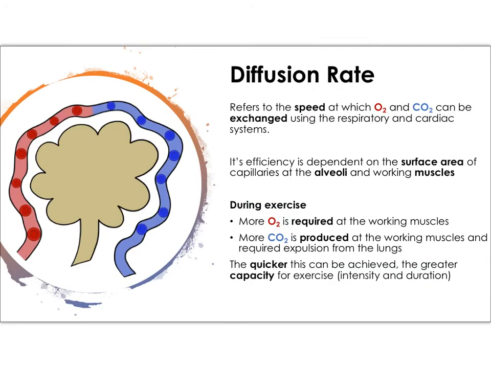So let's move on to diffusion rate this time. Diffusion rate is referring to the speed at which oxygen is taken from the alveoli into the capillaries, and the carbon dioxide is released back into the alveoli. And it's also looking at the speed at which this oxygen is passed over to a working muscle, and the working muscle is able to give out that excess carbon dioxide. So it's diffusion rate, and we're looking at two sites specifically, the lungs and the working muscles, or the alveoli and the working muscles.